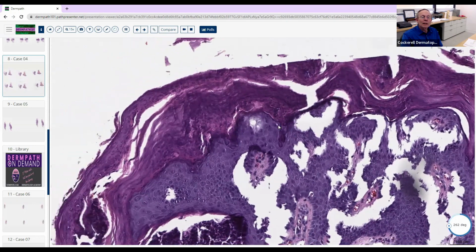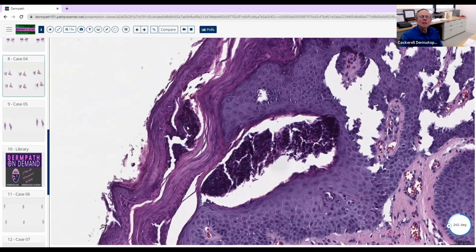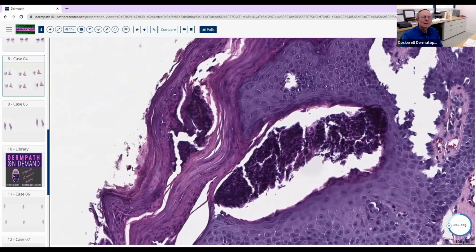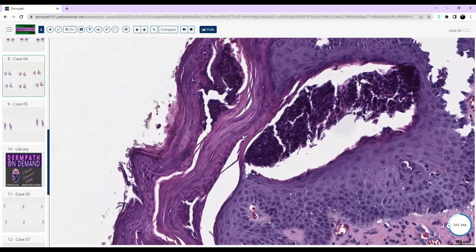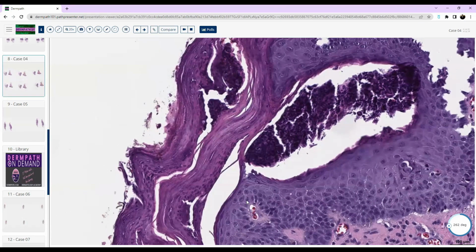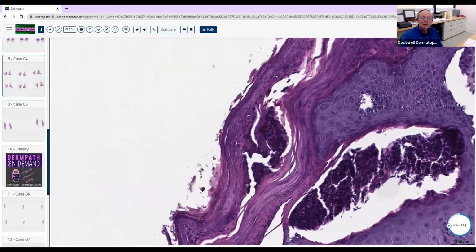So what's going on with that cornified layer up here? What's this stuff? I think there's some parakeratosis. Yes, there's lots of parakeratosis here. You see all these nuclei are retained in here. What else do you see besides the parakeratosis? What about this stuff up here?